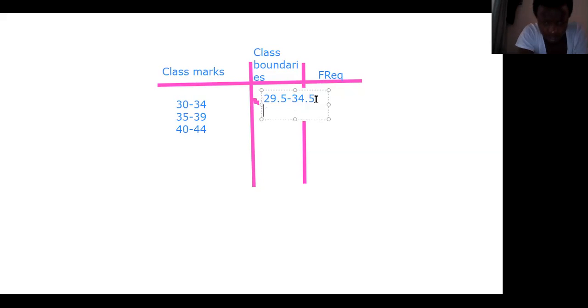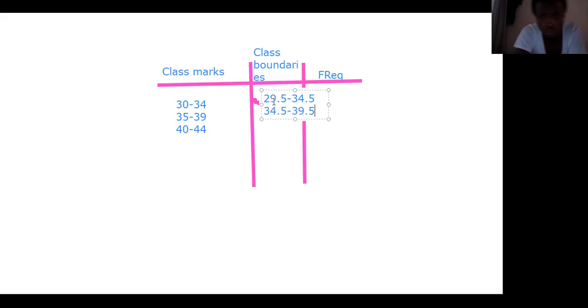Then we can talk about the next. We do the same for the next one. The difference between this is 1. So that means we divide by 2, and we are going to get 0.5. So we add 0.5 to this, then we subtract it from this. So we are going to get here 34.5, and this one will be 39.5.